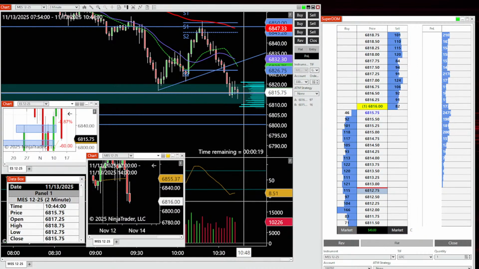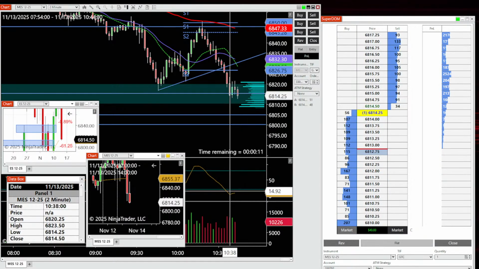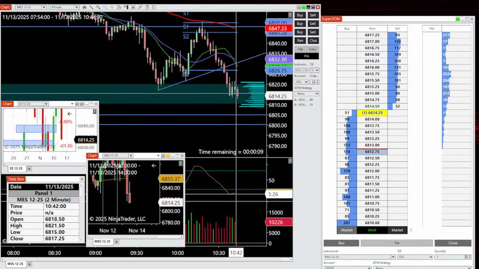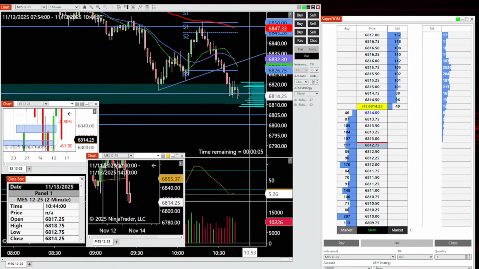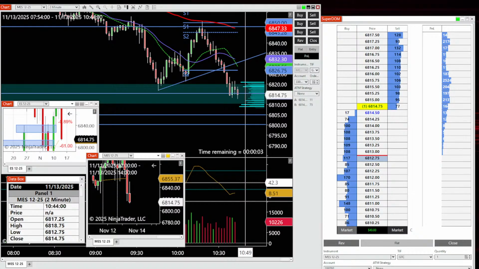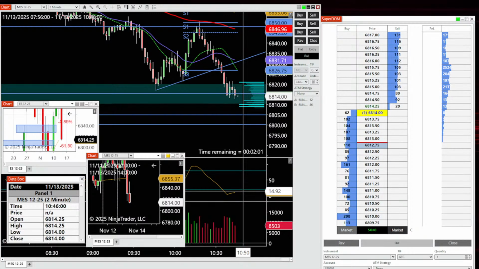So not too confident in the direction down here. And we're also oversold, which could be strong if it keeps going down and just stays oversold. That would show strength to the downside.